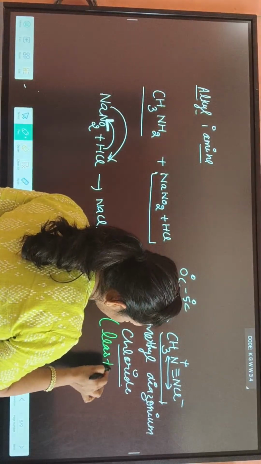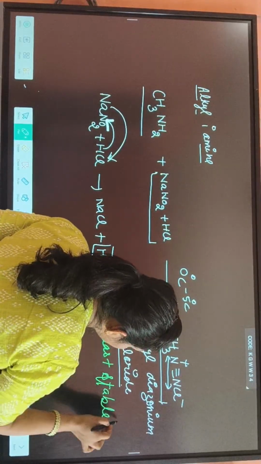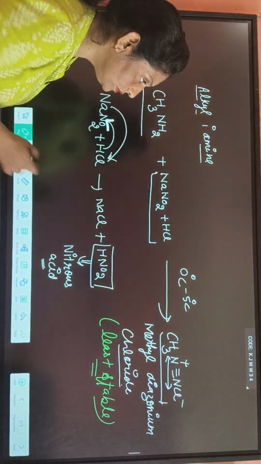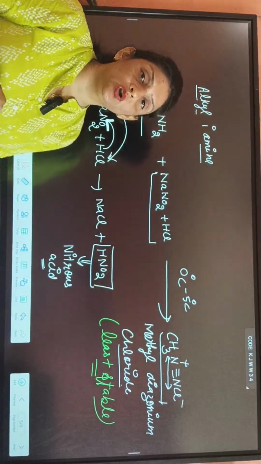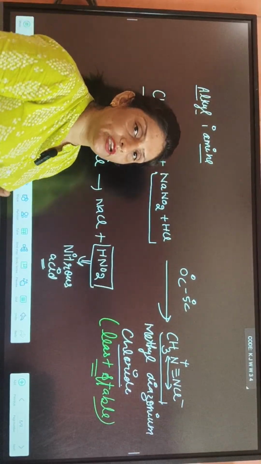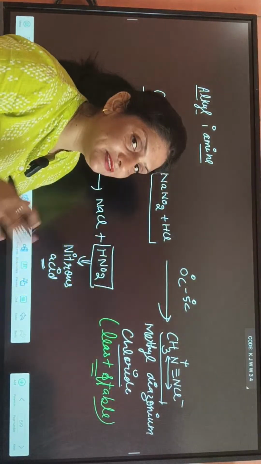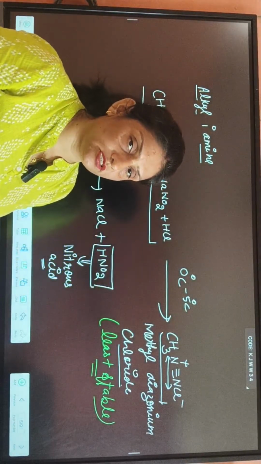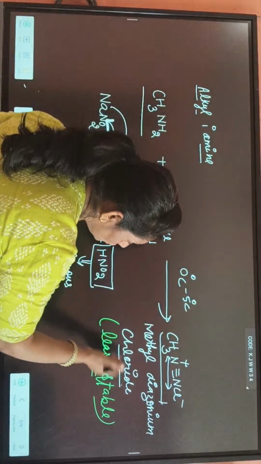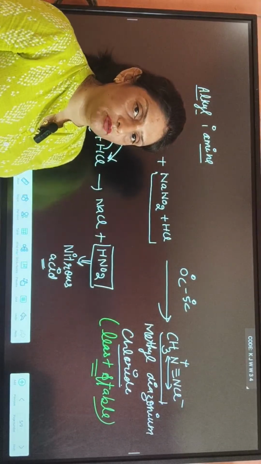Alkyl diazonium chlorides are least stable. They are not stable even at very low temperature, at very cold temperature. If you have benzene diazonium chloride, then it is stable at cold temperatures. But your alkyl diazonium chloride is not stable even at cold temperatures.